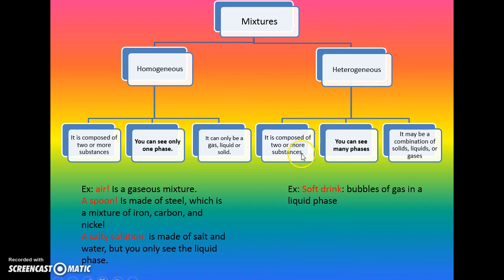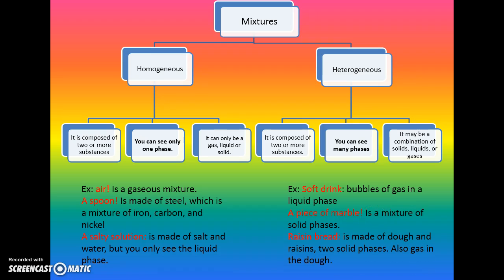Now let's look at the heterogeneous mixture. It is composed of two or more substances. However, it may be a combination of solids, liquids, or gases, as opposed to homogeneous, where only one phase appears. In this case, there's a combination of phases that appear. Here's an example: soft drinks. You'll see bubbles of gas in a liquid phase. A piece of marble, you have a mixture of solid phases. And raisin bread, as we saw before, is made of dough and raisins. Even gas is in the dough.